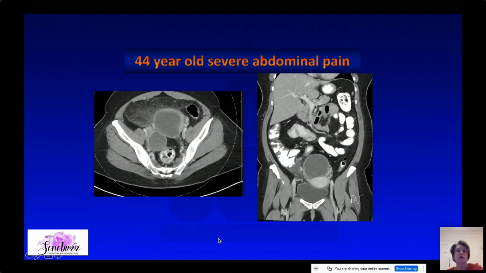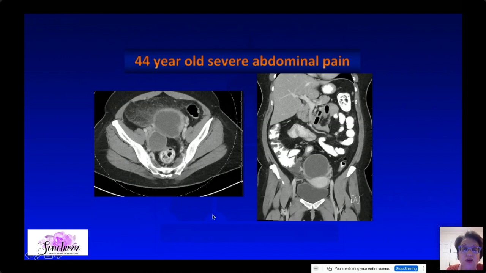Okay, so this is another entity. This was a 44-year-old woman with severe abdominal pain. She first had a CT scan that basically showed 2 adnexal masses, one of which with thick wall, and this kind of strange, very marked but localized fat stranding just anterior to the mass. You can see it here on the axial, and you can see it here in the coronal.